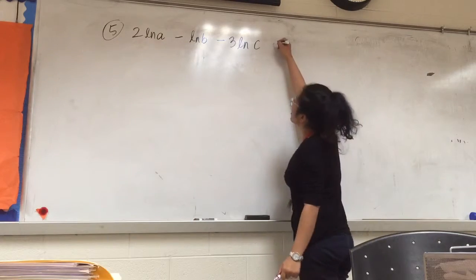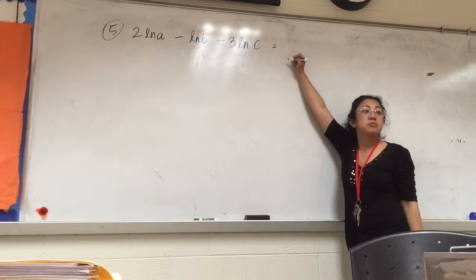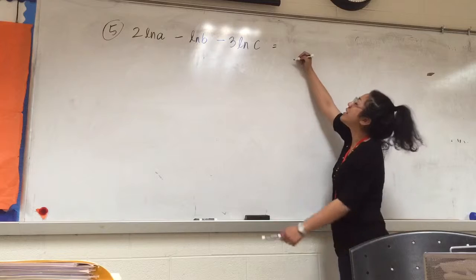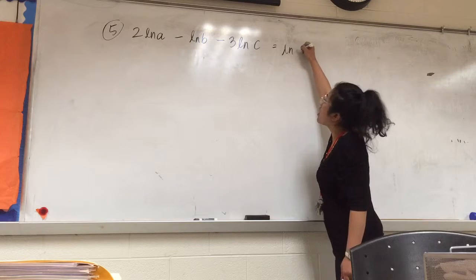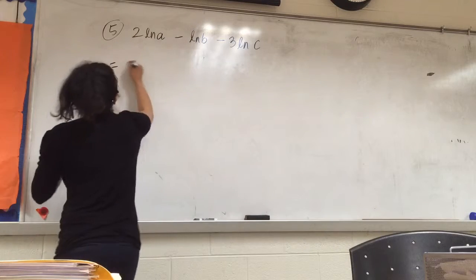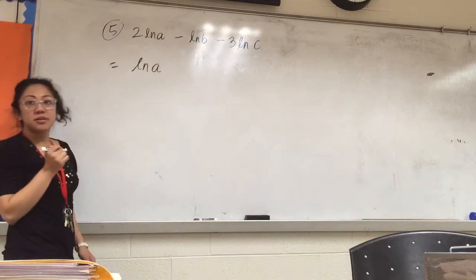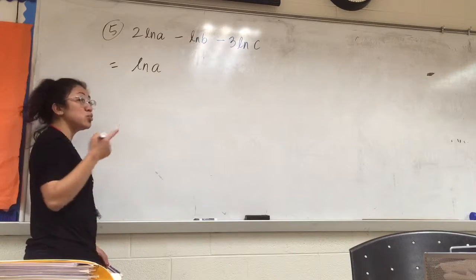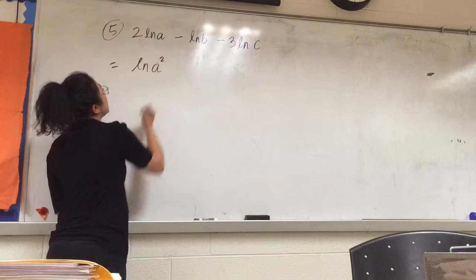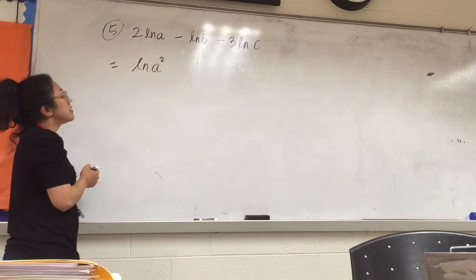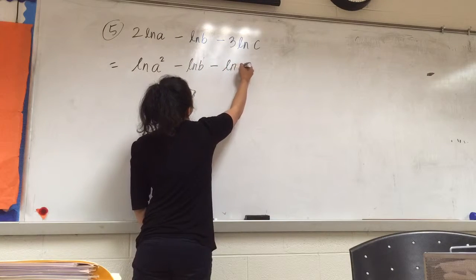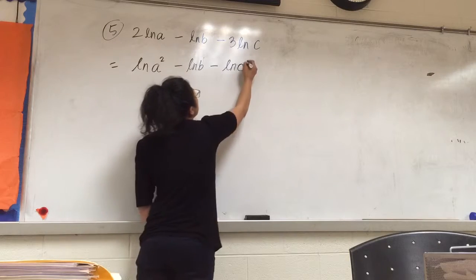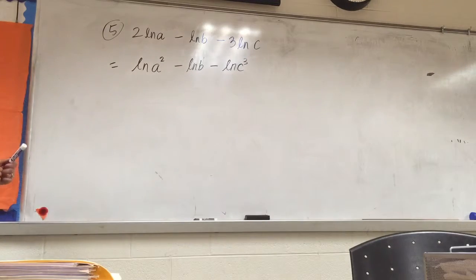All right, what is the base for natural log? E. Right? Immediately you see a 2 and a 3 over here, so we're going to use the power property. So this is going to be natural log of A squared. There's no power property on this one, so keep it the same, ln of B, minus ln of C cubed.